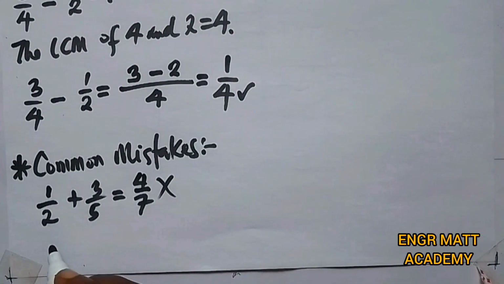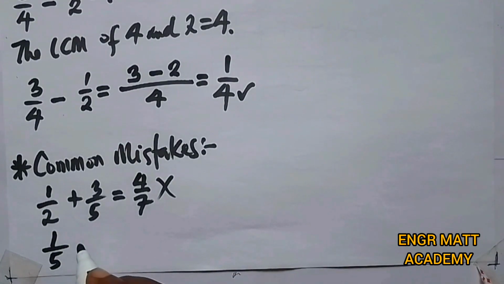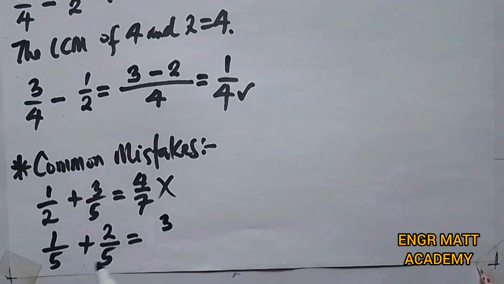Also, you don't do this. You don't say 1 over 5 plus 2 over 5. Many students will say 1 plus 2 is 3 and 5 plus 5 is 10. That's wrong.